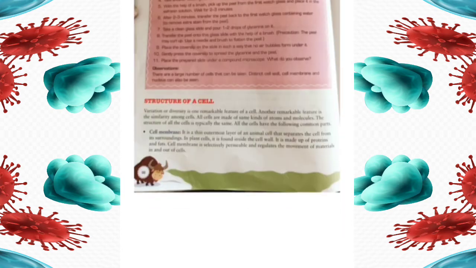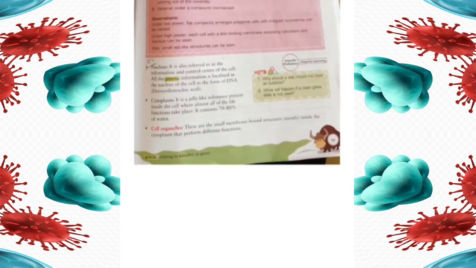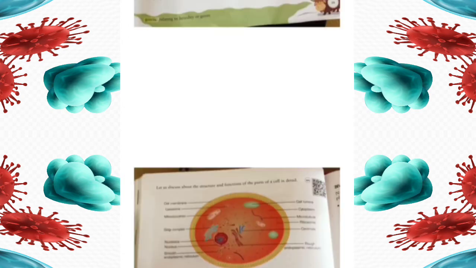Now if you consider the structure of a cell, certain things are very common: the cell membrane, nucleus, and cytoplasm. They are common irrespective of plant cell or animal cell. And in this session, in this year of 8th standard, we will be understanding the difference between plant cells and animal cells.